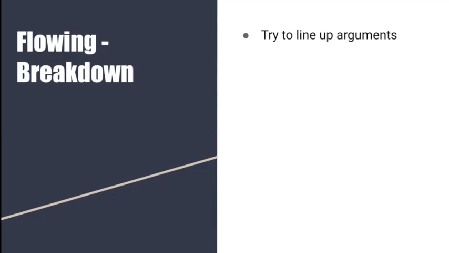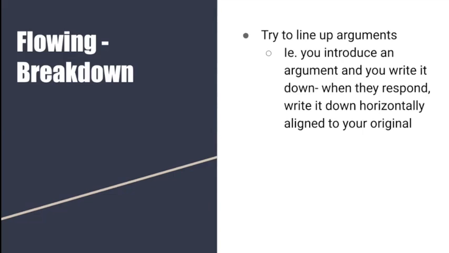And another important aspect of flowing is that you're going to want to try to line up arguments. What that means is you want to horizontally align it to your original. So when you introduce an argument and you're writing it down, for example, if they respond specifically to that argument, you want to horizontally align it to your original one. And then you respond and you horizontally align it. So you can see across your paper, you're quite literally moving the argument from speech to speech. And that's how you understand how the argument is developing, if it's been dropped or not, what specifically went on in that interaction, and that will all help you sum it up at the end of the round in your rebuttals as well.